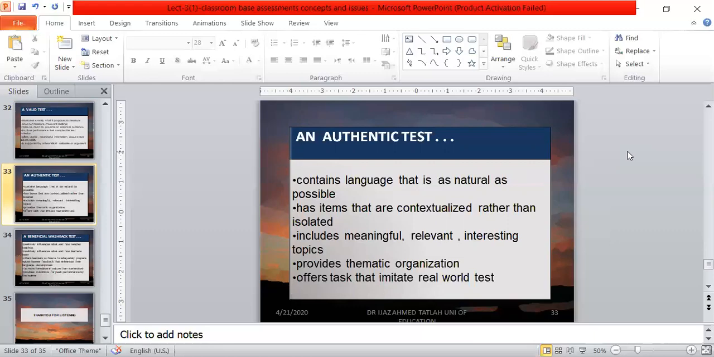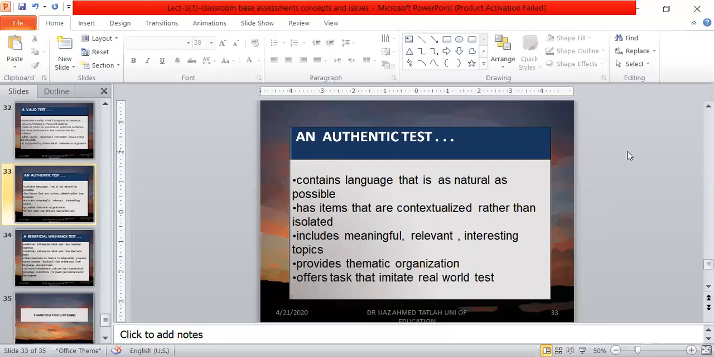The themes of the material to be analyzed or assessed have some interconnection with each other. It should be well organized. It offers tasks that imitate real world tests. So, on the basis of these five features, any test is known as the authentic one.